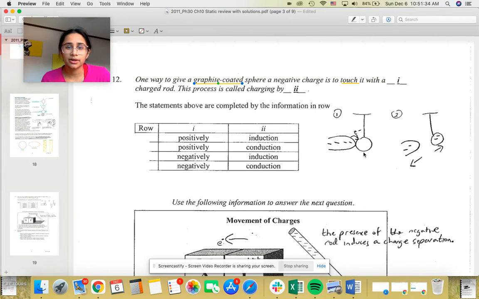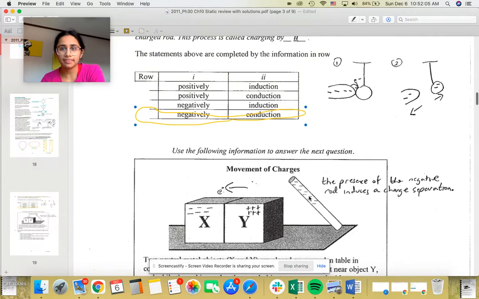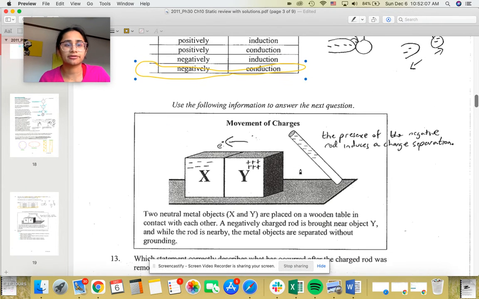So when you touch it with a charged rod, whether it be positively or negatively, we'll see which one it could be. You want to give the sphere a negative charge, which means that the actual rod has to be negative as well. So the answer would be this one here, which is negatively and conduction. The reason why is because when you do it, you're going to have that same charge. And you can see it in this diagram here.